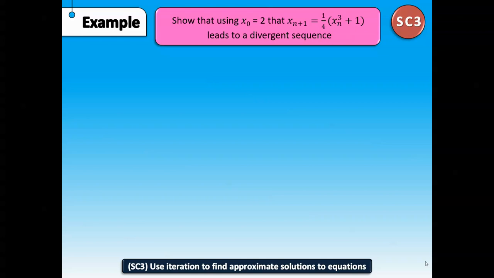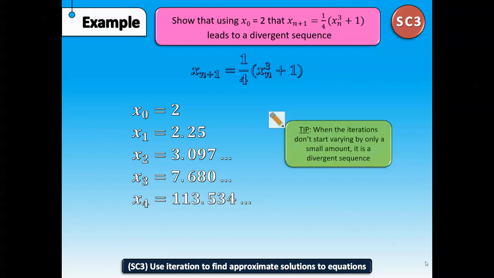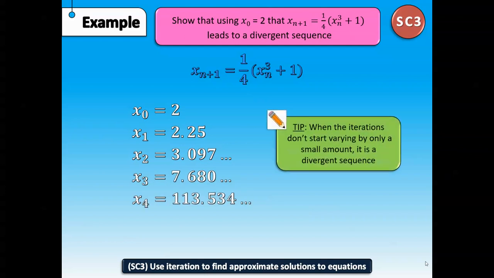So show that using x0 equals 2, that x(n+1) equals a quarter of xn cubed plus 1 leads to a divergent sequence. So if we start by substituting 2 into this equation, we get 2.25. And then if we substitute 2.25 into that equation, we get 3.097. And if we substitute that, you can see that the amount just increases each time. It doesn't converge on a particular number. So this is divergent.